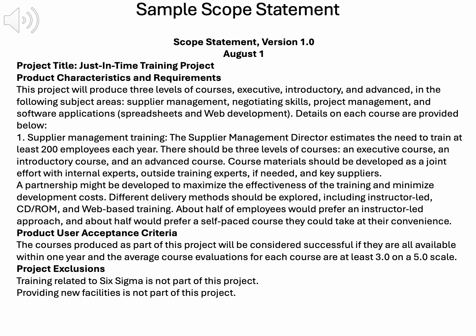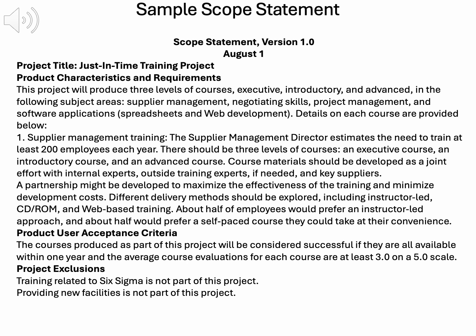For the training project, it specifies developing executive, introductory, and advanced courses in supplier management, negotiating skills, project management, and software applications. It details needs, like training 200 employees annually, and delivery methods, such as instructor-led or web-based, based on employee preferences. This ensures courses meet specific needs.